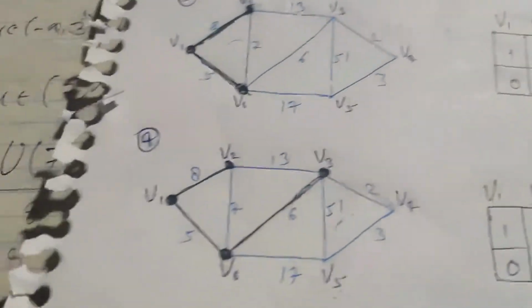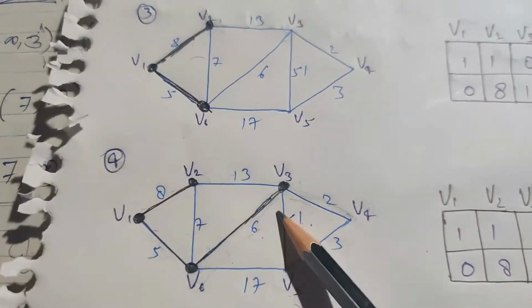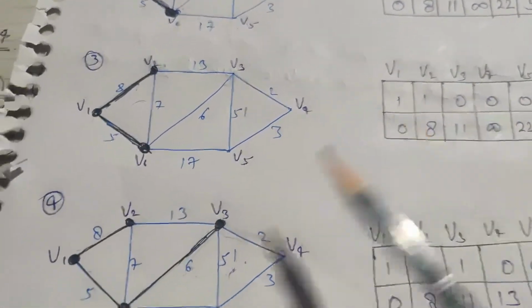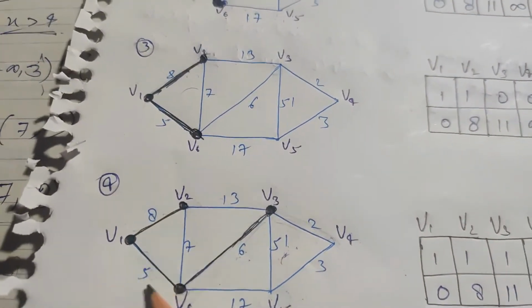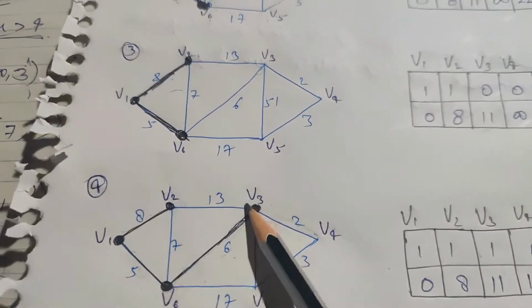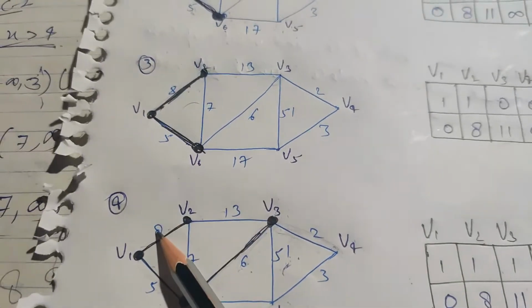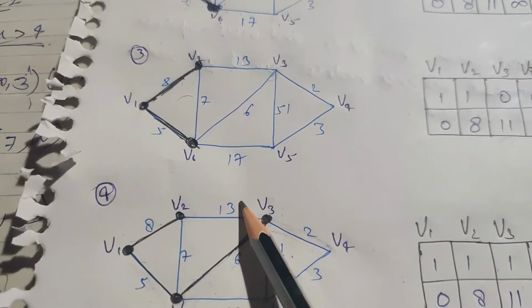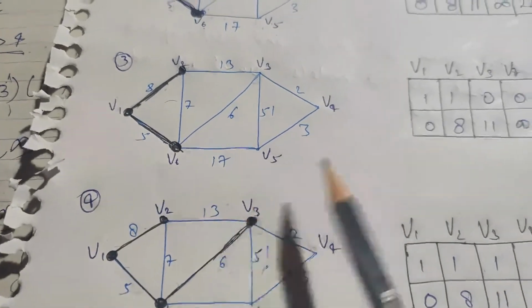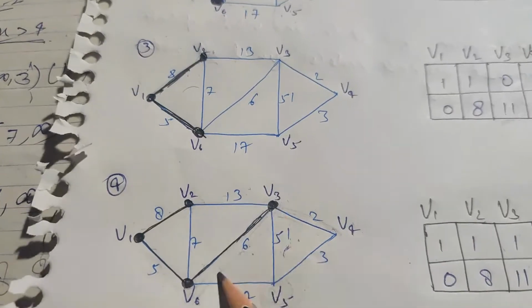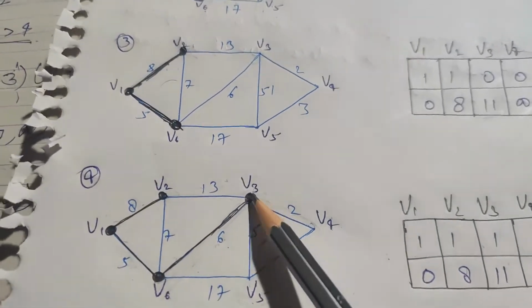We have visited v3. The distance was 11, so we are reaching v3 from this side. 5 plus 6 is 11, so we are visiting from here, not from there, because 8 plus 13 is 21, which will be larger. It is already 11 now, so we are going to visit this way. So v3 has been visited.